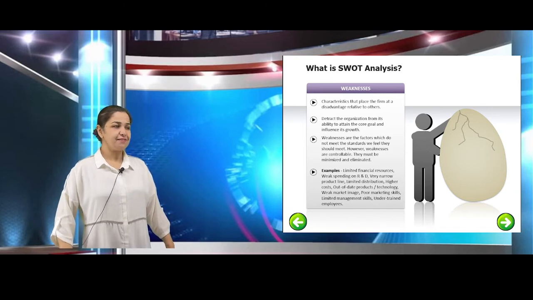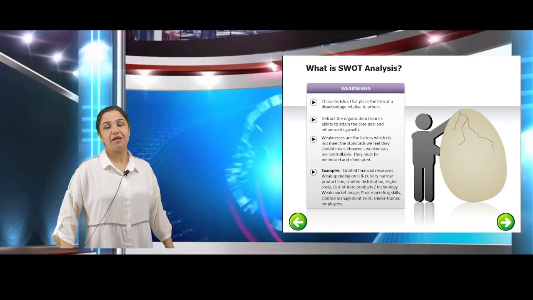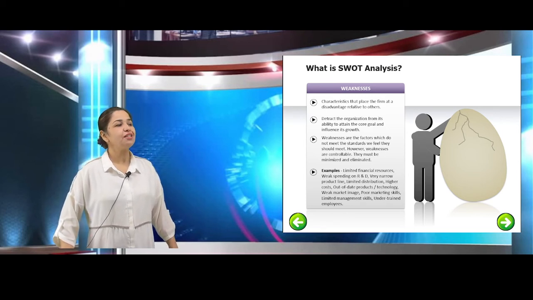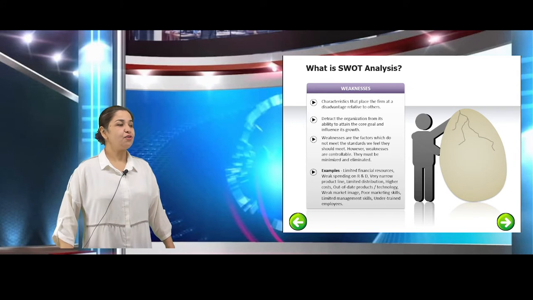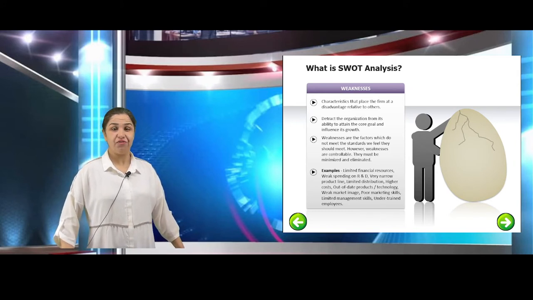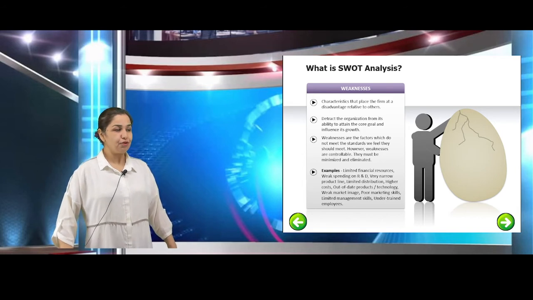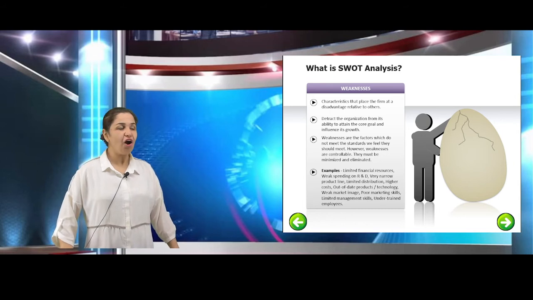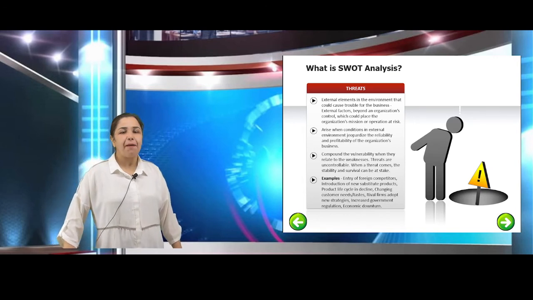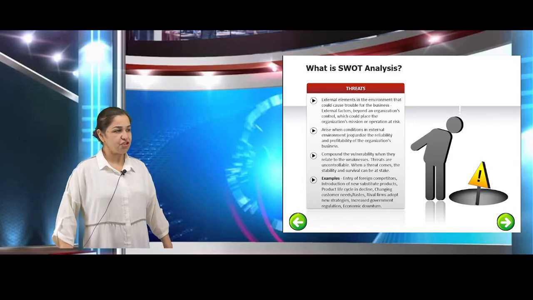Examples of weaknesses: limited financial resources. For example, if your company doesn't have enough resources, weak spending on R&D, very narrow product line, limited distribution, higher cost, out-of-date products or out-of-date technology, weak market image, poor marketing skills, poor advertisement, limited management skills, undertrained employees. These are the weaknesses of the company. So what kind of stress can be seen in a market share?